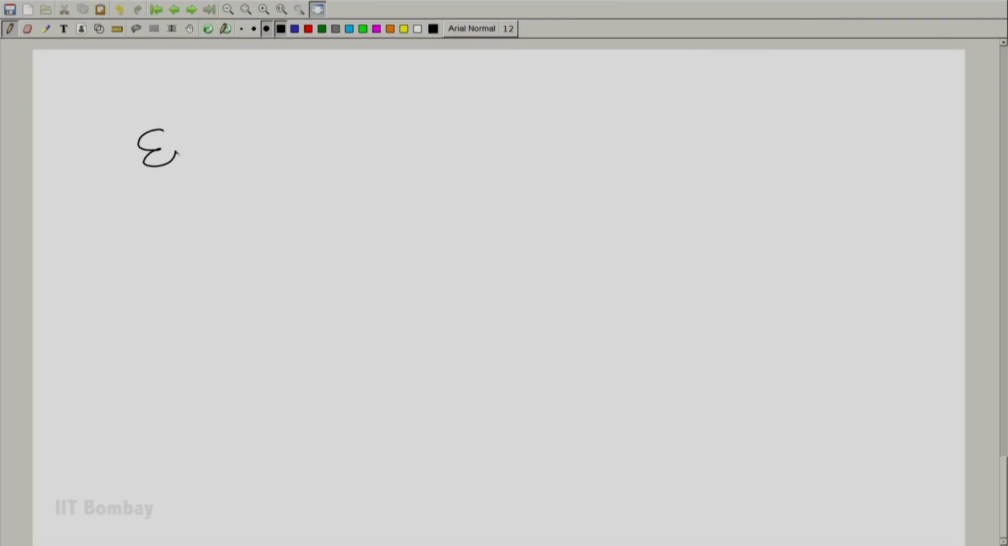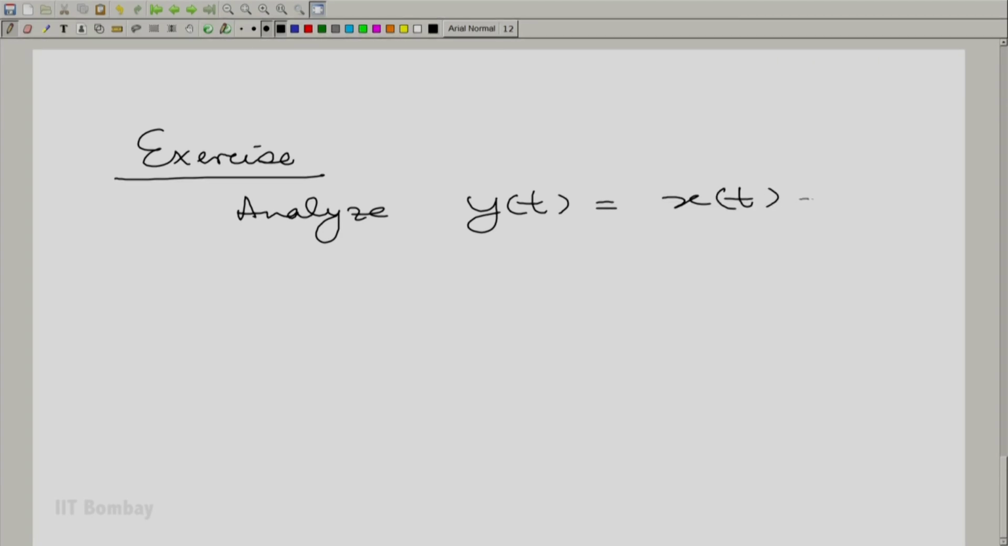Before we conclude that session, I shall put down the exercise for you. The exercise is: analyze y of t is equal to x of t plus 5 for shift invariance. Is it shift invariant? This is a little exercise for you to work out before we come to the next session.